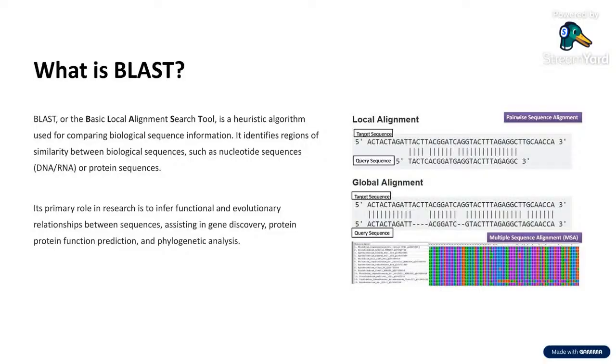In research, BLAST is used for gene discovery, protein function prediction, and phylogenetic analysis. For example, a scientist studying a gene from a known virus can use BLAST to see whether that gene has any similarity to a human gene or to a gene in another organism, which is very useful for our research. Its primary role in research is to infer functional and evolutionary relationships between sequences and assist in gene discovery and protein function prediction. So let's move to the next slide.